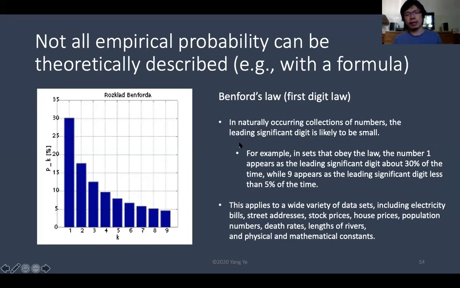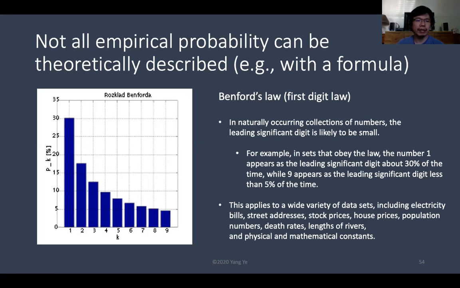And as I said earlier, not all empirical probability can be theoretically described with a formula. For example, there's the very famous Benford's law, which is also called the first digit law. What they found is that in naturally occurring collections of numbers, the first digit, the leading digit, is likely to be small. They don't have an explanation why this happens, but it just happens to be like that.